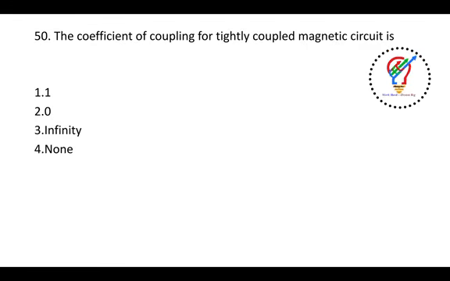Next one, the coefficient of coupling for tightly coupled circuits. The coefficient of coupling is denoted by K, which is equal to 1 for tightly coupled circuits. Okay, next question. We covered around 50 questions. One question is repeated now, so I will repeat one more question here for you. So the answer is 1 here.